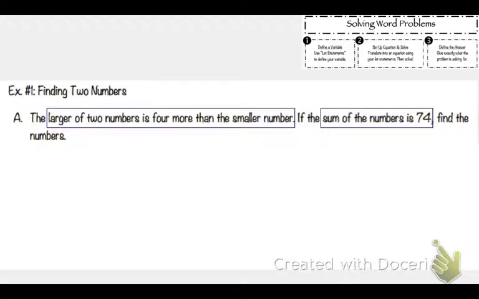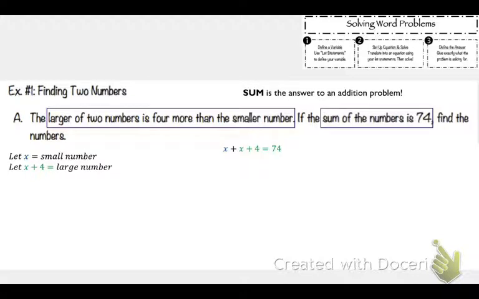Now this is where our let statements are going to come into play. So we're going to let x equal the smaller number. And then this sentence says the larger of two numbers is 4 more than the smaller number, so we're going to let x plus 4 equal the large number. Then we use the sum of the numbers is 74 to set up our equation. So we have x plus x plus 4 equals 74. I didn't mean to put that 74 in green. But so x, the small number, plus the larger number, x plus 4, equals 74.